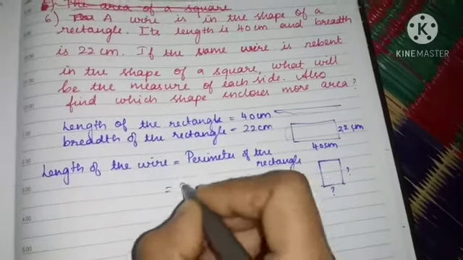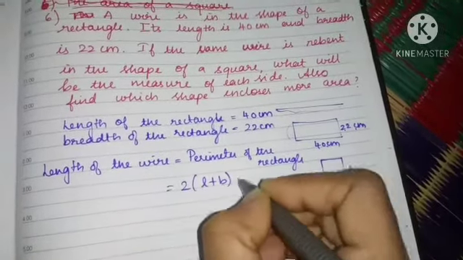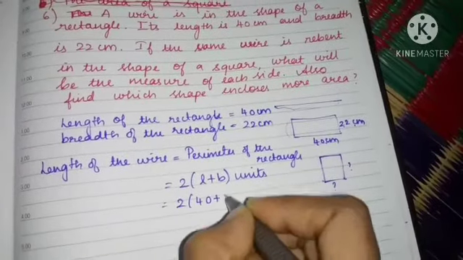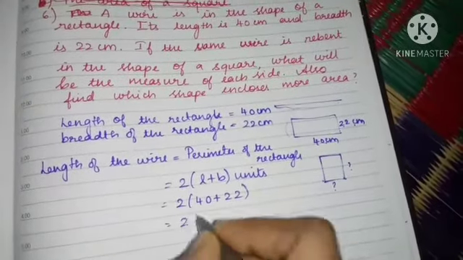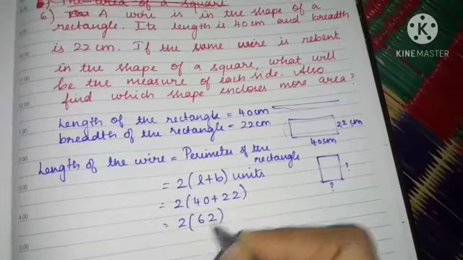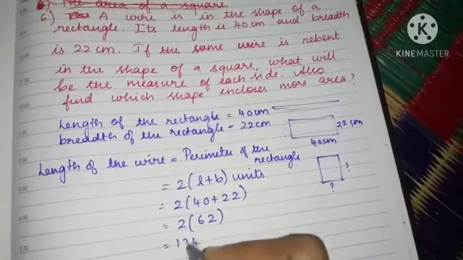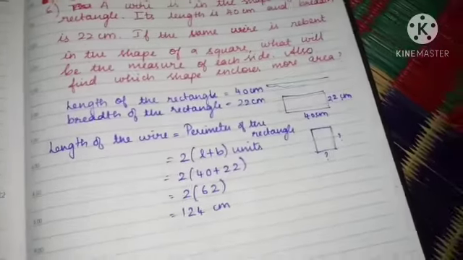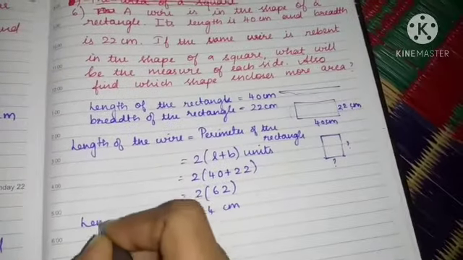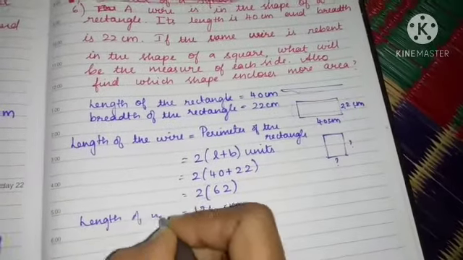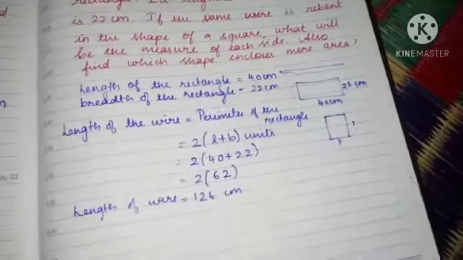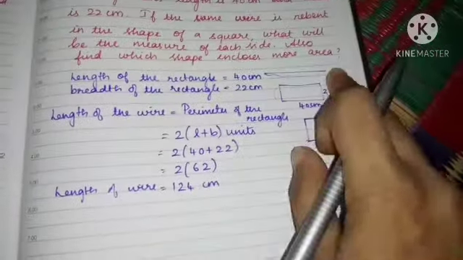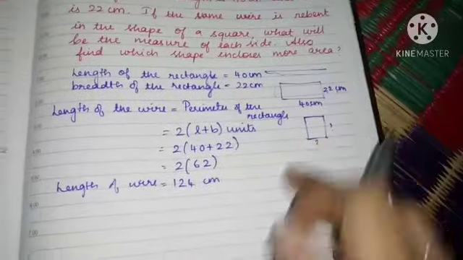What is the perimeter of the rectangle? 2 into (L plus B) units. What is L? 40. What is breadth? 22. So 2 into 62. 2 2s are 4, 6 2s are 12. 124 centimeter. So what is the length of the wire, children? Length of wire is equal to 124 centimeter. So this length of the wire is again rebent into a square.